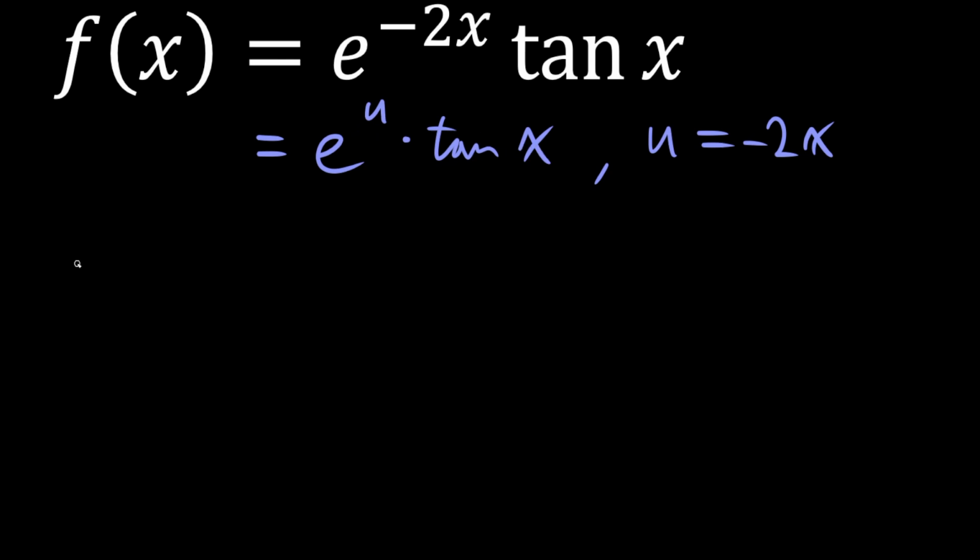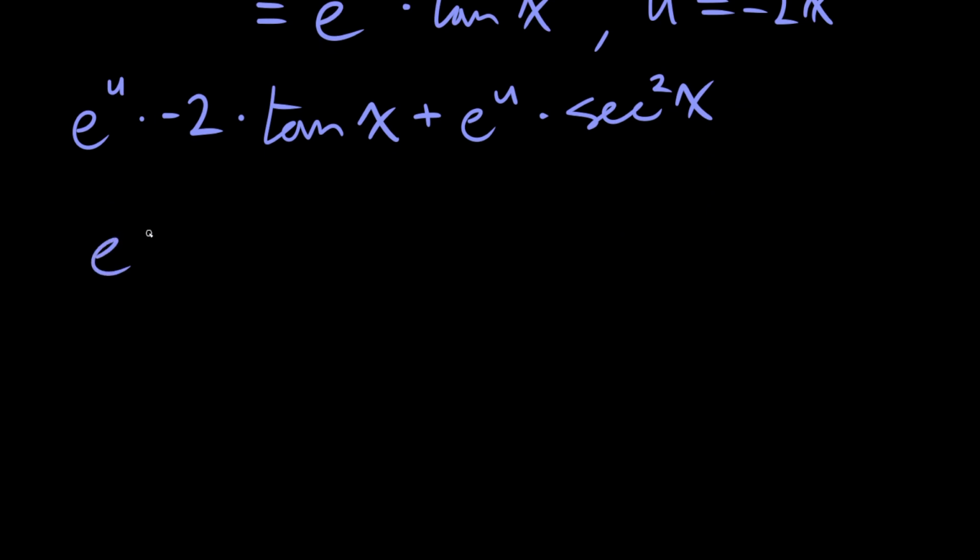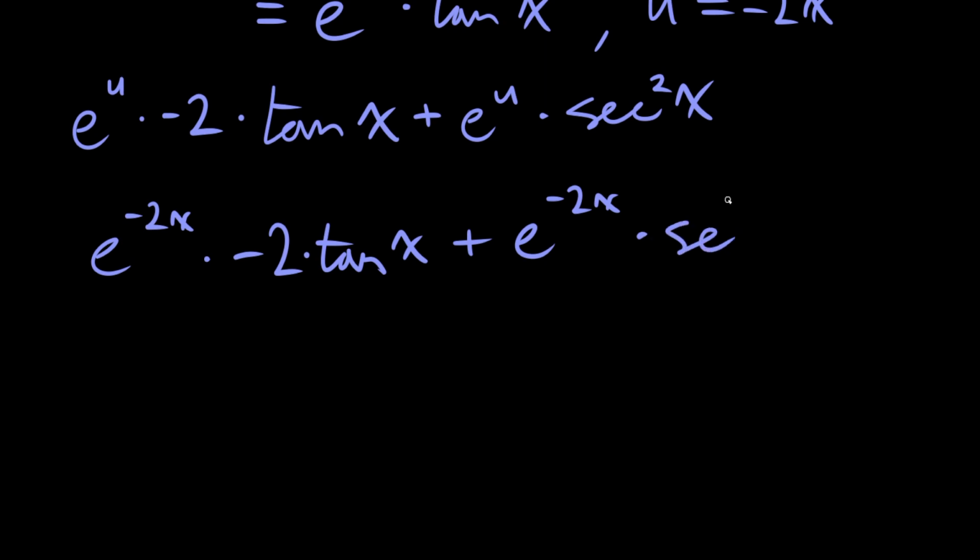So we're going to have e to the u multiplied by the derivative of negative 2x, which is just negative 2, multiplied by the entirety of tan x, plus still e to the u, but we're not deriving it this time, we're leaving it as is, multiplied by the derivative of tan x, which is just secant squared x. So we plug in the term again: negative 2 times tan x, plus e to the negative 2x times secant squared x.